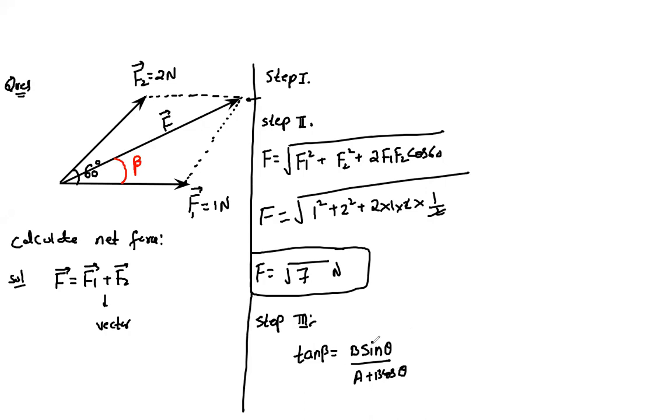In this formula, there is a small issue. You have to identify which of F1 and F2 is vector a and which is vector b. For the magnitude formula there is no issue of identifying a and b, but in this formula for the angle, you have to identify which is a and which is b. To identify, we will use a very small logic. The vector with respect to which you take this angle beta is a.